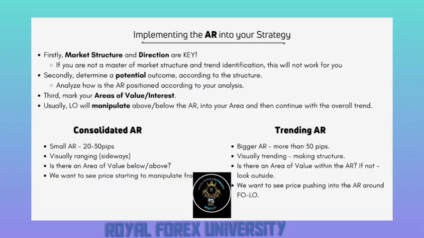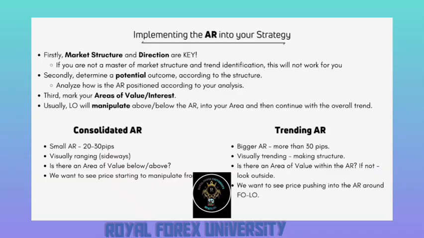Then the difference right here is that we can have an area of value within the Asian range, right? Again, how do you determine areas of value? You can check my supply and demand video, which I'm also going to link, but you need to know how to determine areas of value in order to know where you are going to enter a trade from, okay? And if you do not have an area of value within the Asian range, then look outside of it, okay? Which at times could actually be a better setup, okay? And we want to see price starting to push into the Asian range or outside of it around Frankfurt Open to London Open. So this is just the basic foundation.